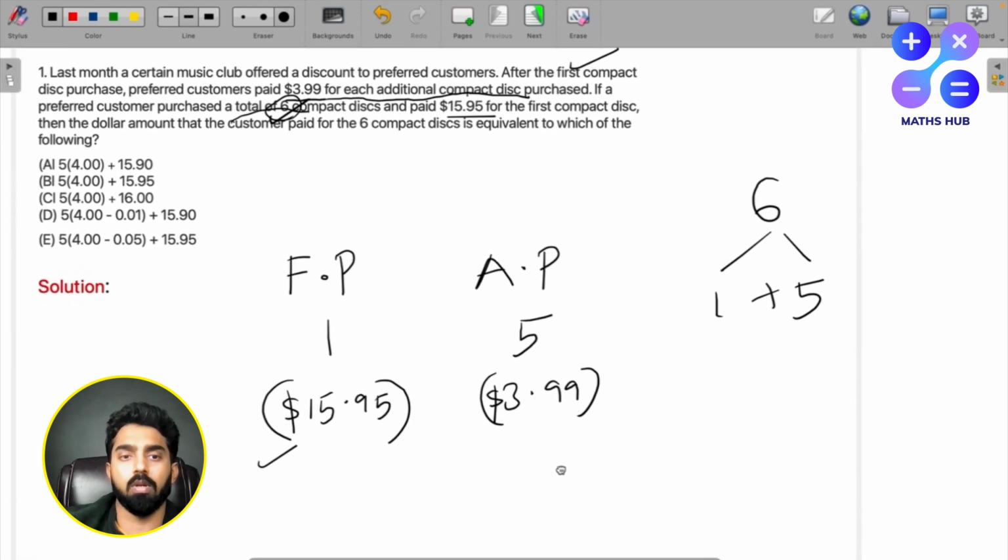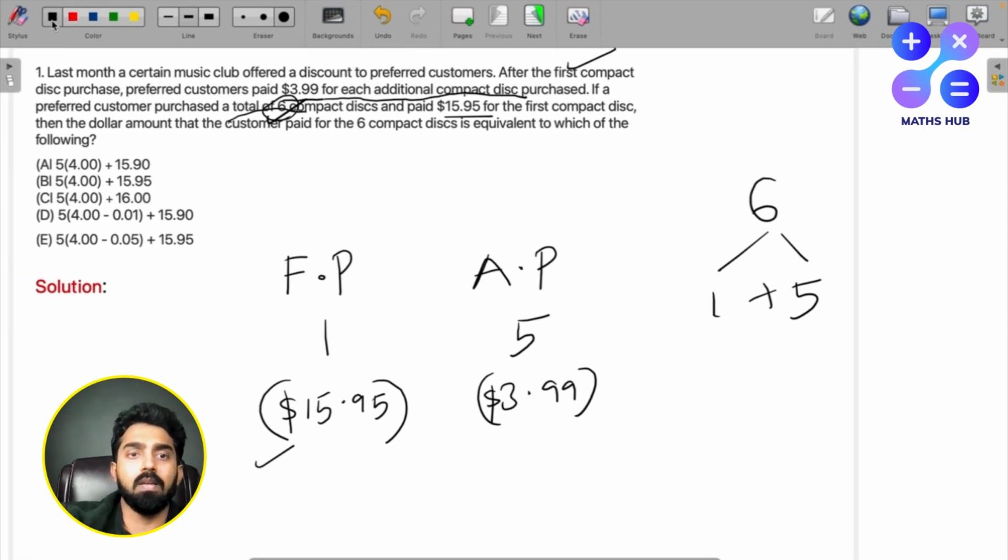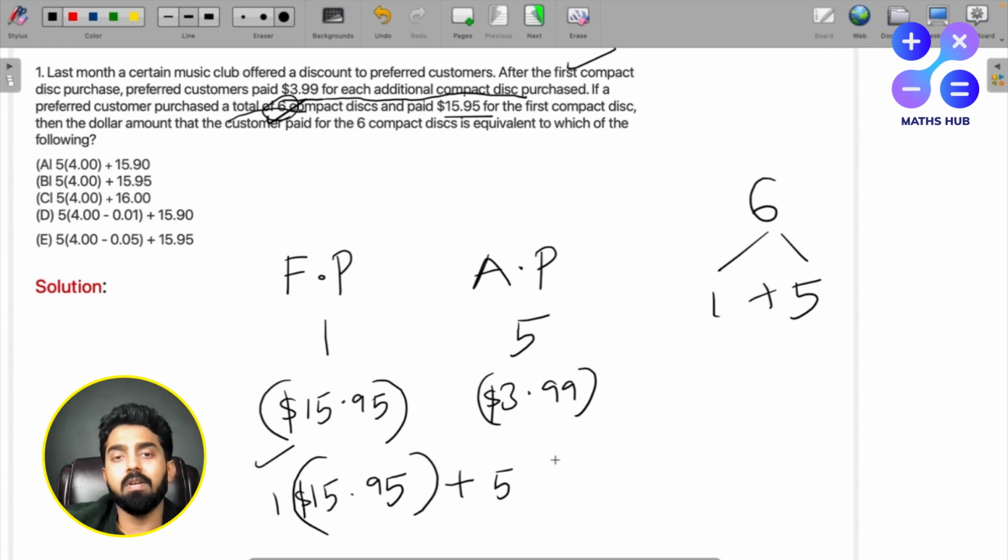Now what will be the total? The first disc costs 1 into $15.95, and the cost of the remaining would be 5 into $3.99. That's it. Remember, we don't have to calculate the exact value of this, but rather we need to compare this with the options given. So let's write it over here so it will be easier for us to compare.